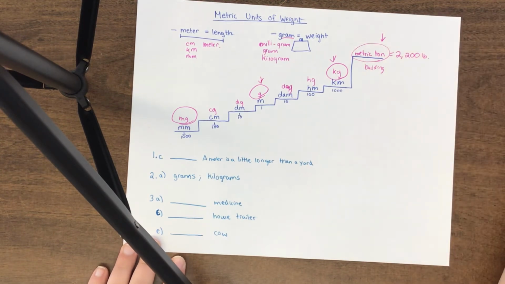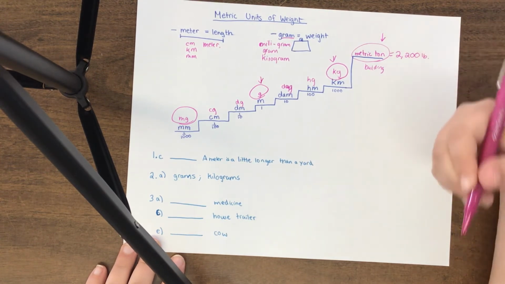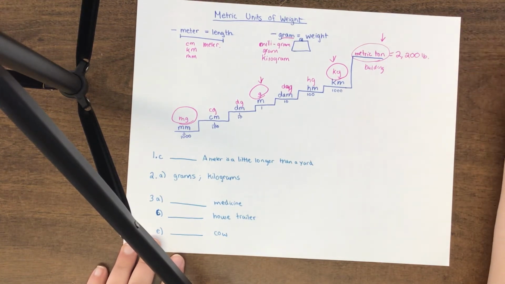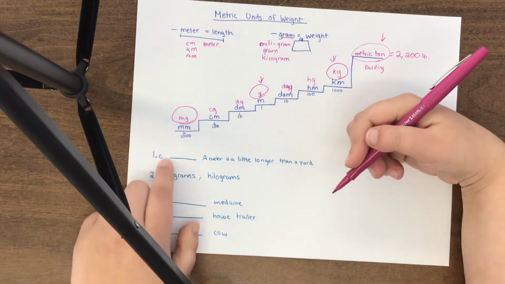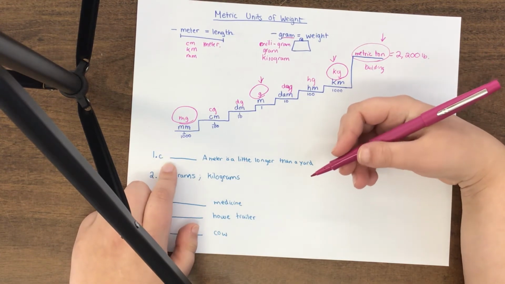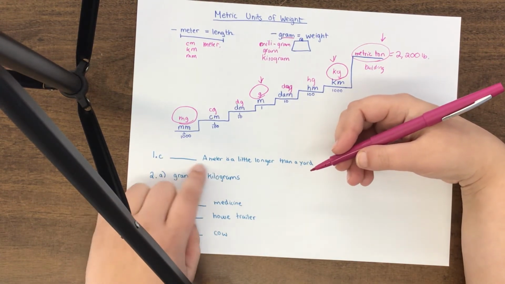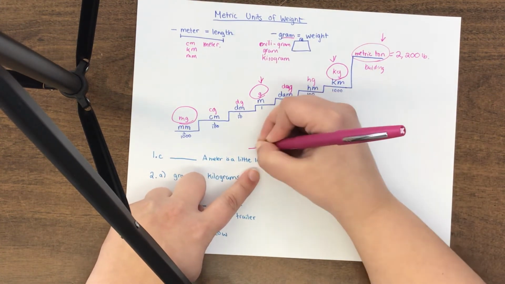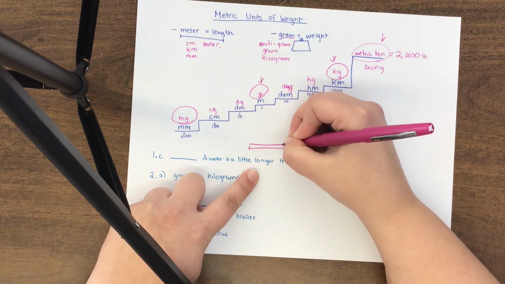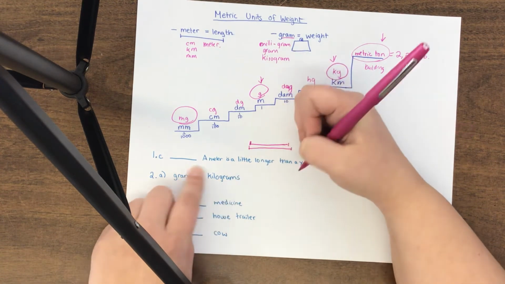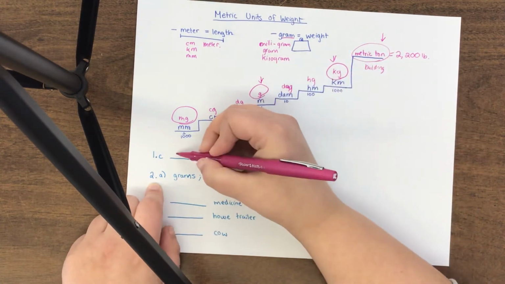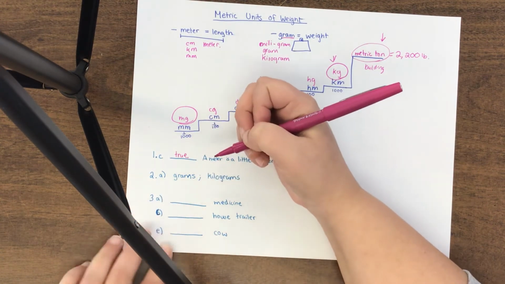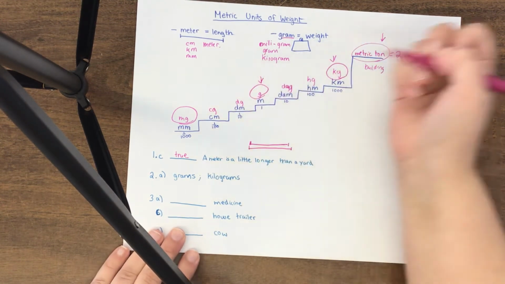So then in your math book, you have some work to do with grams, kilograms, and metric tons, so on and so forth. So I just want to go through what you have to do for the first 3 questions that involve this. For number 1, you are basically writing true or false. So for example, you'll have a question like this. 1C says a meter is a little longer than a yard. And if you remember, this would be the length of a meter stick. This is about the length of a yard. So yes, it's a little bit longer than a yard. So we can put true on the blank. If it's false, you just have to write false. You don't have to correct it.